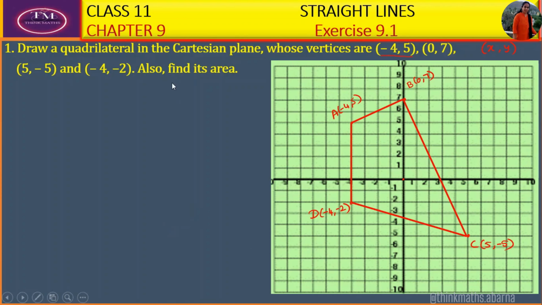What we have to do is find its area. How to find its area? Let us join AC. If you join AC, we will get two triangles, ABC and ADC. If we add the areas of both these triangles, then we will find the area of the quadrilateral. Clear? So let me start the solution.